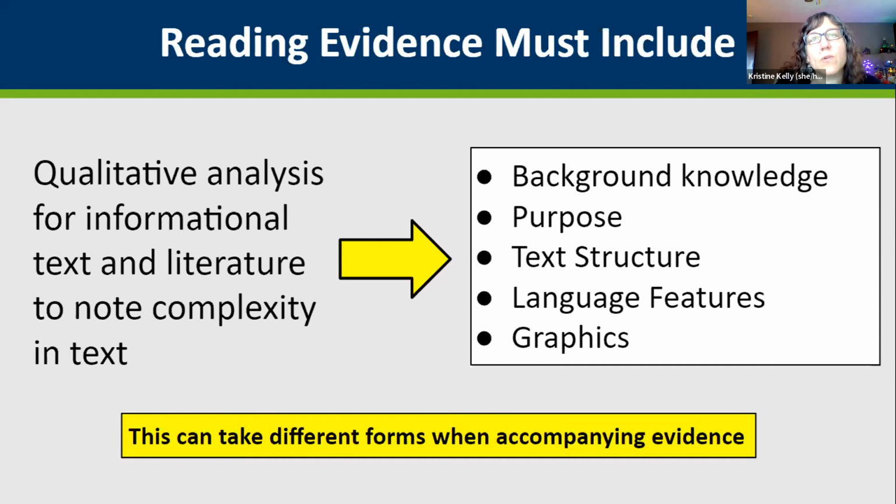But the areas that we're looking for are background knowledge, purpose, text structure, language features, and graphics. Where are there some complexities? And I'm going to show you some examples. This can take different forms. Some of you might remember that onerous rubric that we trained with the CCRS. We still use it, but we are finding some less onerous ways.